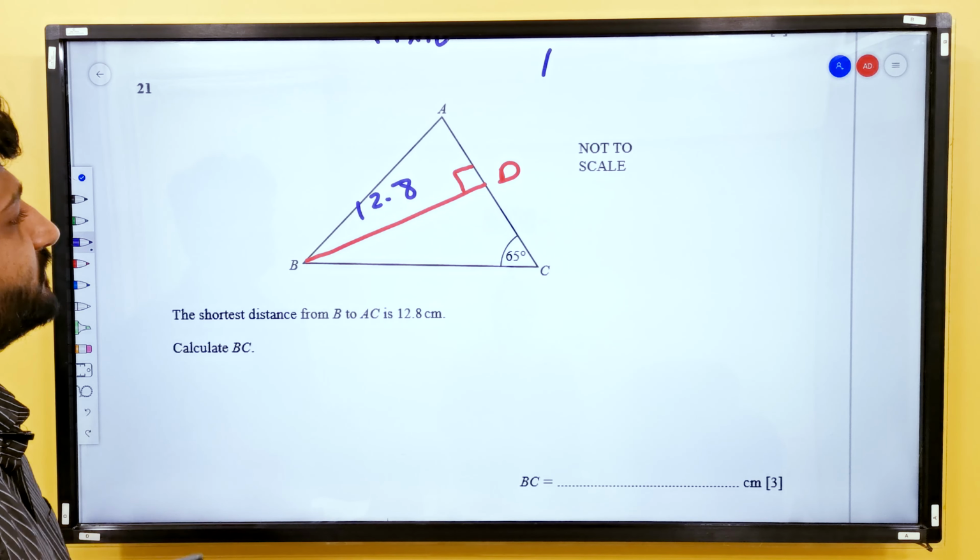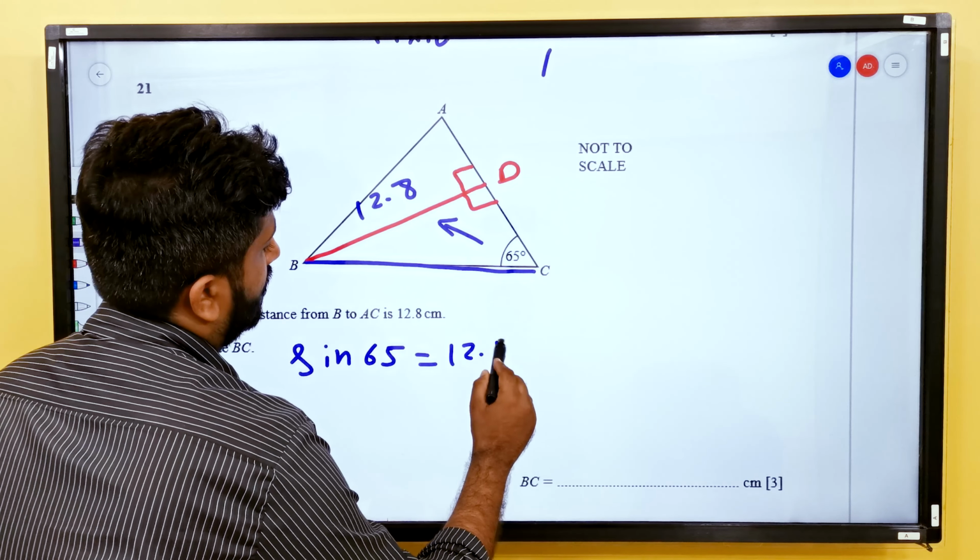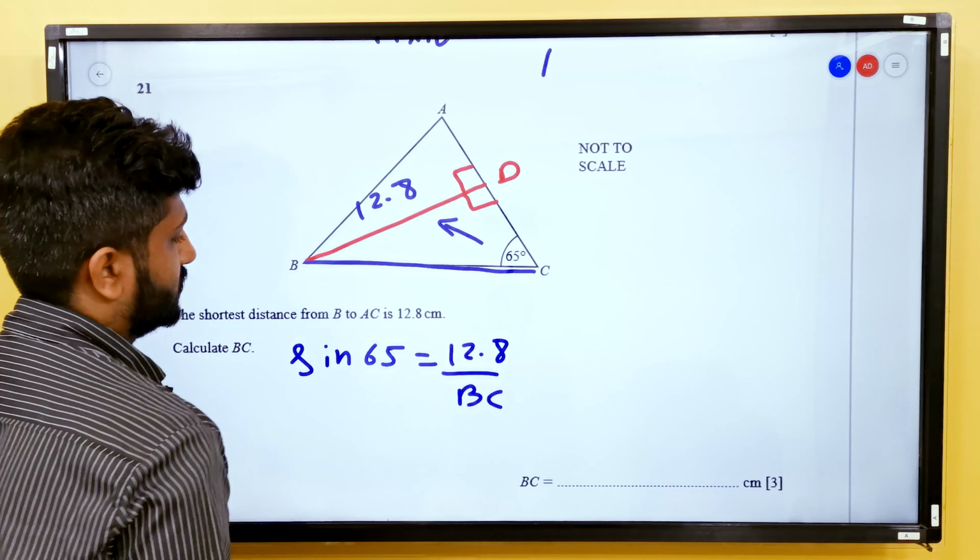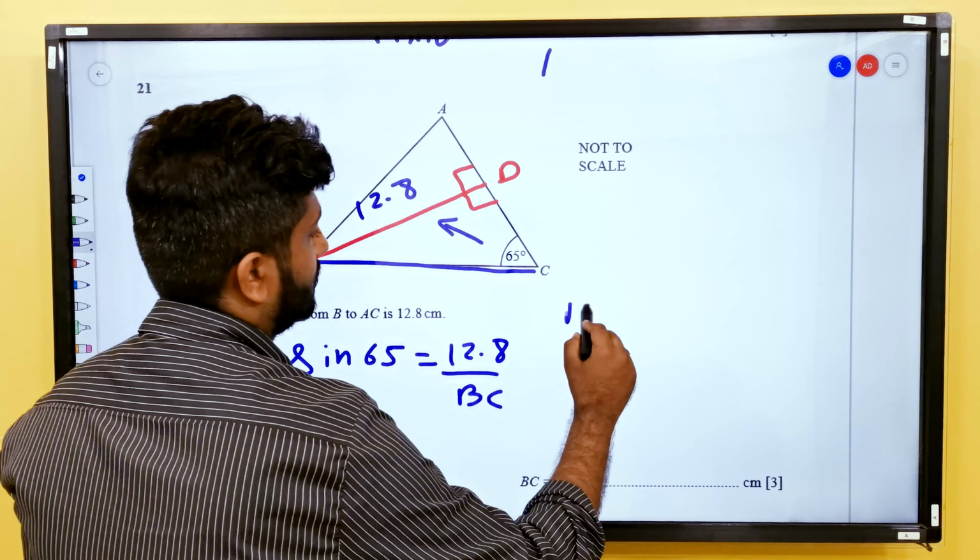Okay, we'll use the concepts of right angle triangle or trigo. This is the angle, this is going to be the opposite side, and we are supposed to find BC, which is the hypotenuse. So we can use sine 65 is equal to opposite upon hypotenuse. So BC is going to be 12.8 upon sine 65. So 12.8 divided by sine 65 is 14.12.